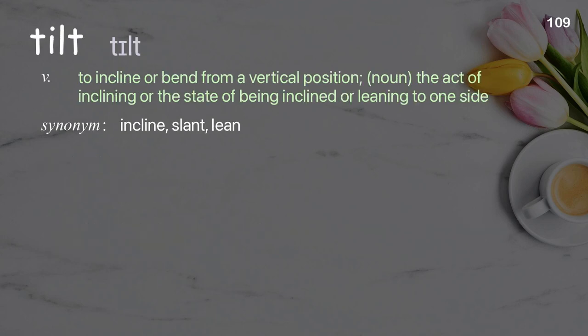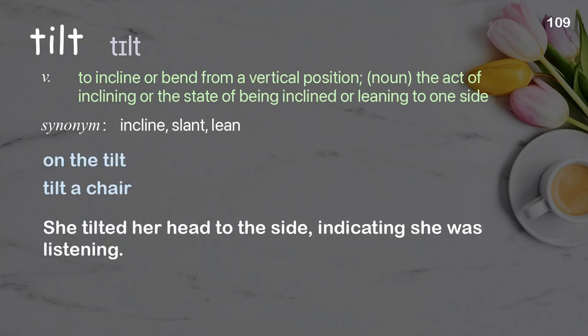Tilt. To incline or bend from a vertical position. Noun: the act of inclining or the state of being inclined or leaning to one side. Examples. On the tilt. Tilt a chair. She tilted her head to the side, indicating she was listening.